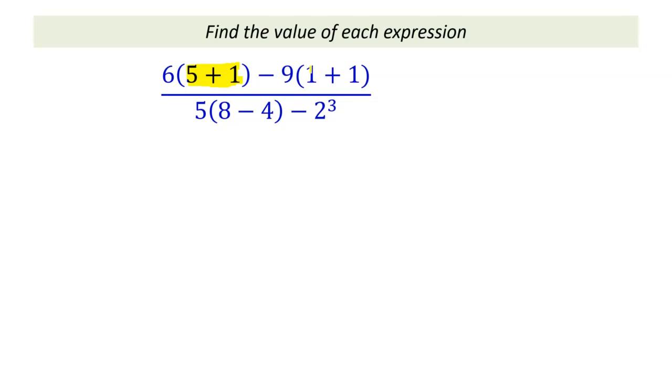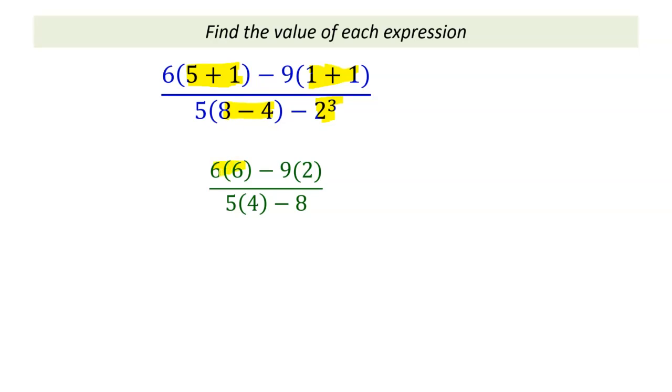So I'll do 5 plus 1, which will give me 6. I'll do 1 plus 1, which will give me 2. Then I will do 8 minus 4, which will give me 4. And then I will also do the exponent, 2 times 2 times 2. That will give me 8. So that's how I got 6 times 6 minus 9 times 2 divided by 5 times 4 minus 8.